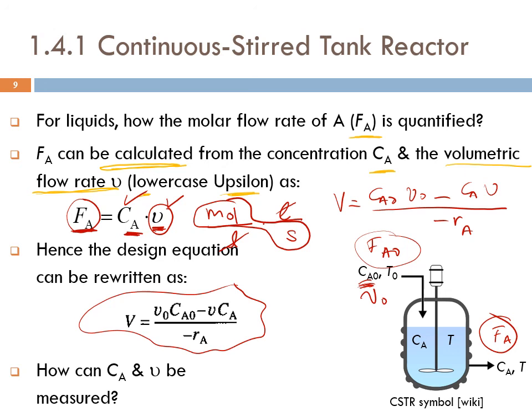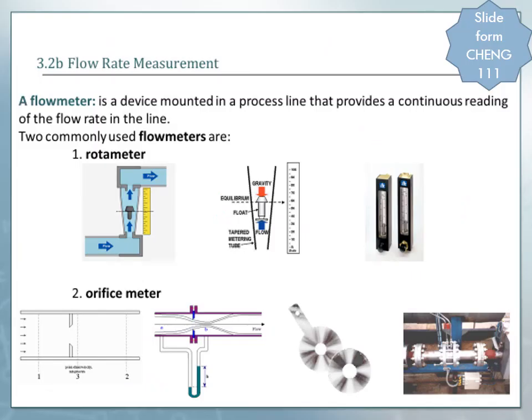Okay, how can Ca and epsilon be measured? As we just discussed, Ca is measured through analytical equipment, and epsilon by the flow meters. Let's take an example here of the different flow meters that you have learned in 111, for example, the rotameter. This is the rotameter. This is the orifice meter, with which you relate the volumetric flow rate to the pressure drop.